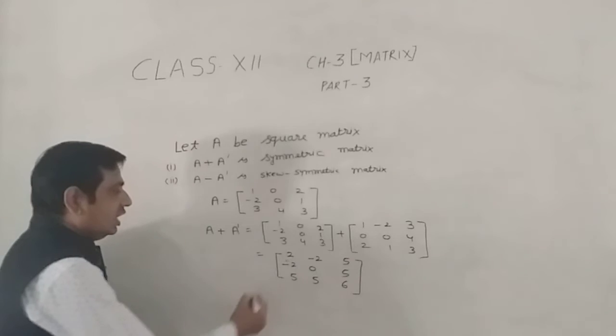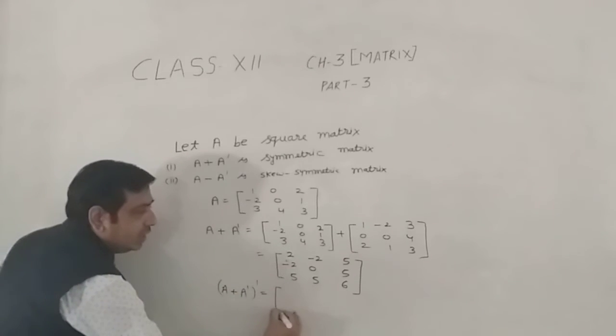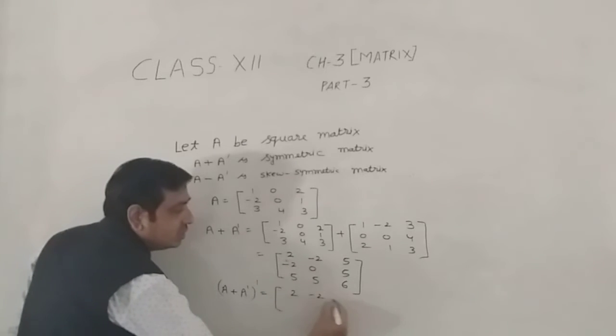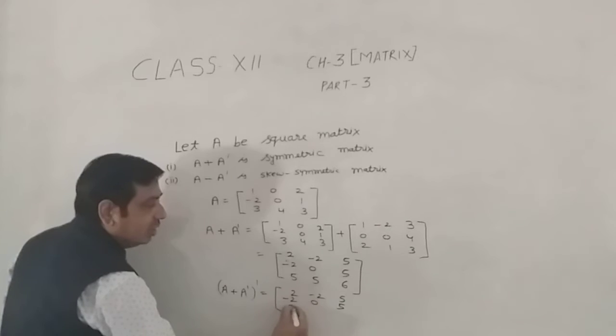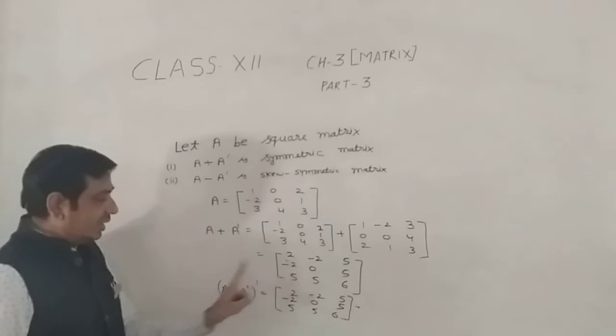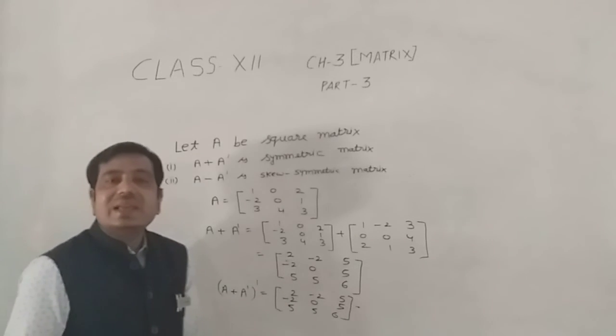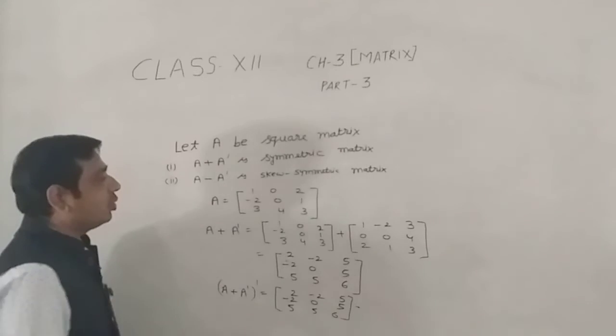Now you check. If you take the transpose of this matrix, what do you get? The first column becomes the first row, the second column becomes the second row, and the third column becomes the third row. This is the same as this matrix. It means this matrix is called symmetric. Okay class, so the first property is verified.